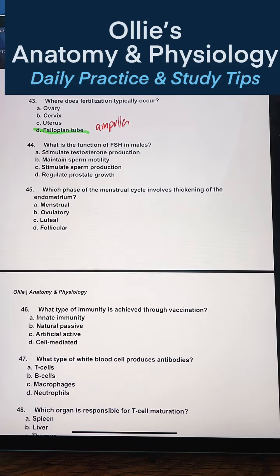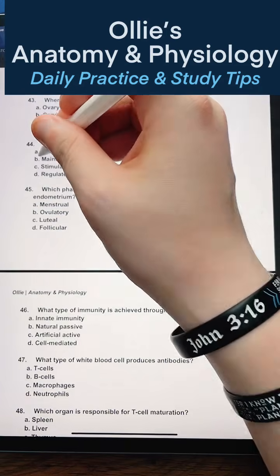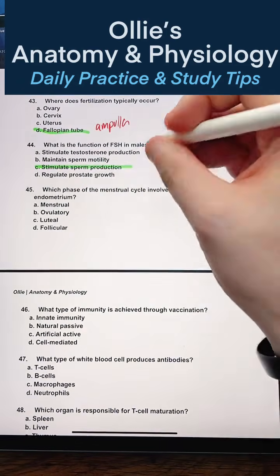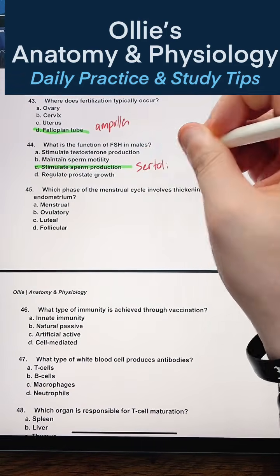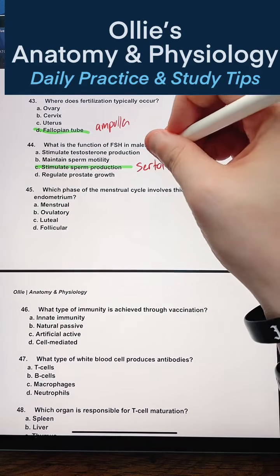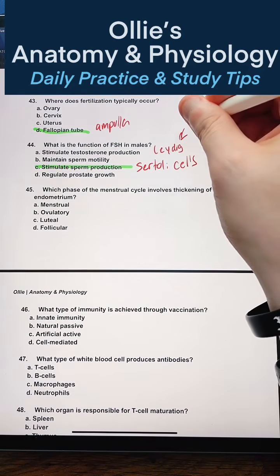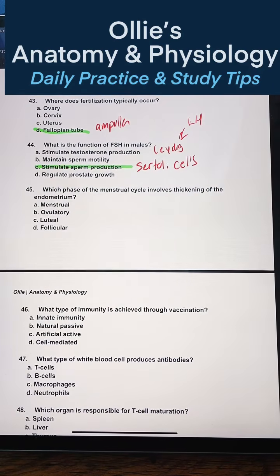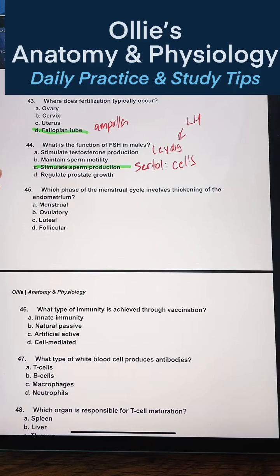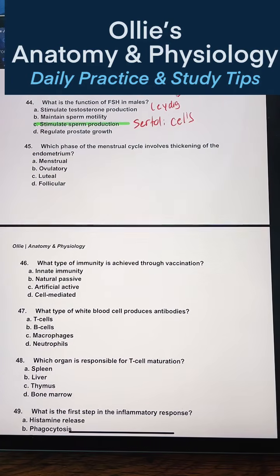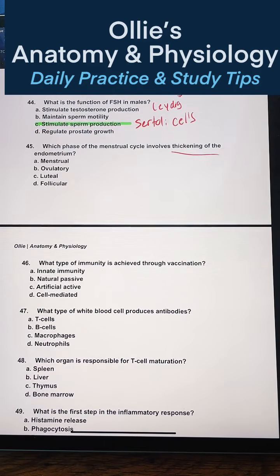Awesome. So the function of FSH in males is going to be stimulating sperm production on Sertoli cells. I saw someone put Leydig cells. Leydig cells is from luteinizing hormone, which helps stimulate the testosterone production. But spermatogenesis and sperm production gets stimulated by FSH on the Sertoli cells. So if you said Sertoli, you got a bonus point.